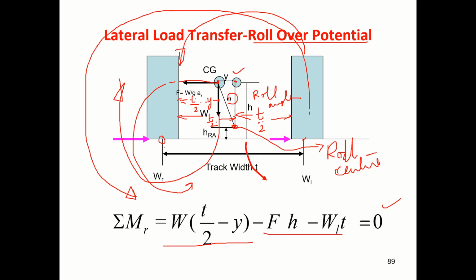Now what happens is, we know the load transfer is W Ay by G H by T. Static load is W LR by T minus this. Say that is the load on this wheel, let us say.